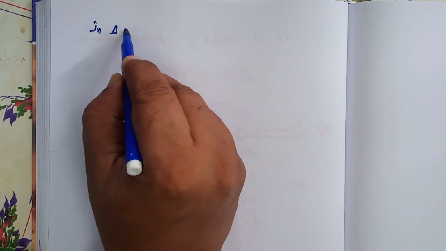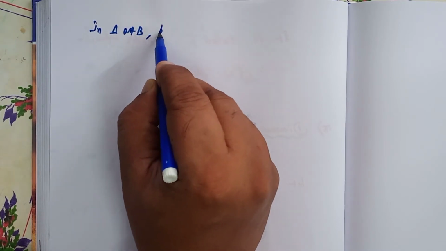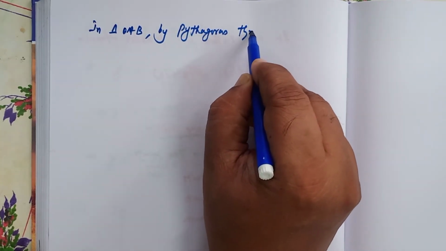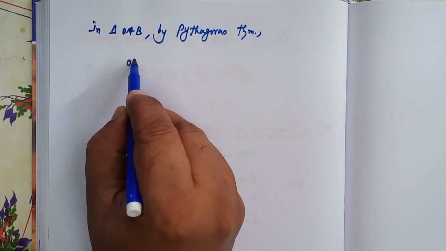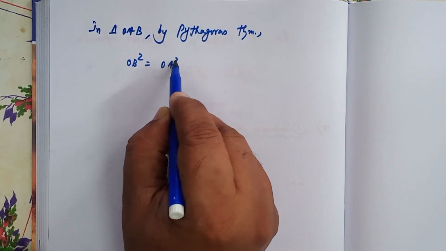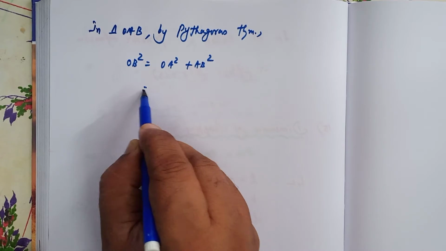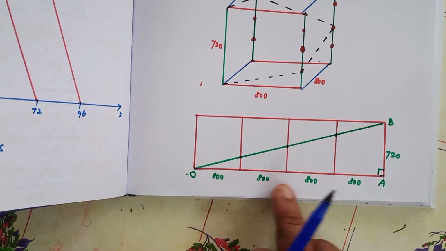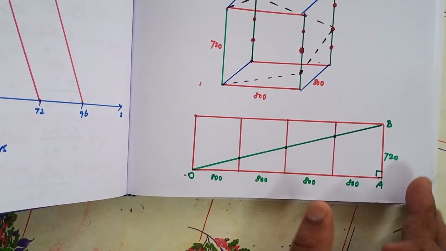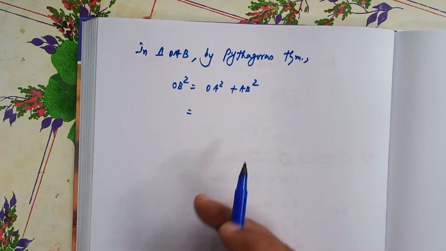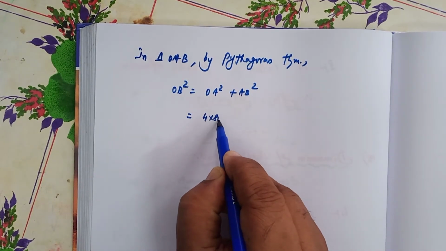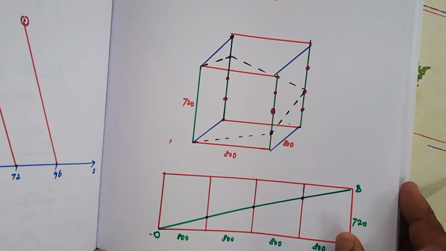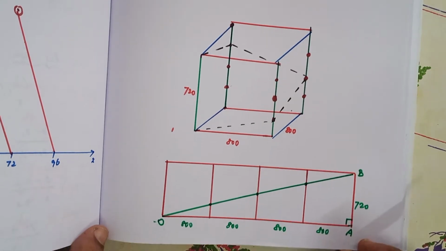In triangle OAB, by Pythagoras theorem, OB square is equal to OA square plus AB square. OA square, here it is, how many times 800? 4 times 800. I write here 4 into 800 and its square. AB, that is the height of the cuboidal mall, that is 720.